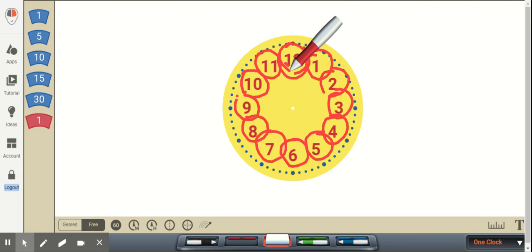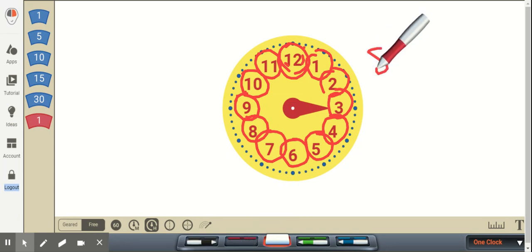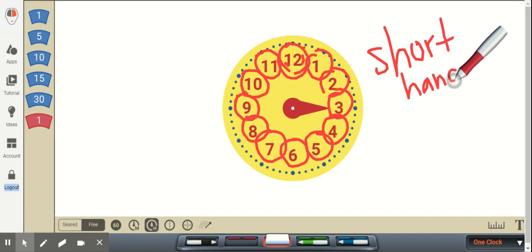Another thing you need to know is that the hand that will tell you the hour is this one, which is the short hand. Okay? Again, the short hand. Let's write it down. Short hand will tell us the hour. Okay?